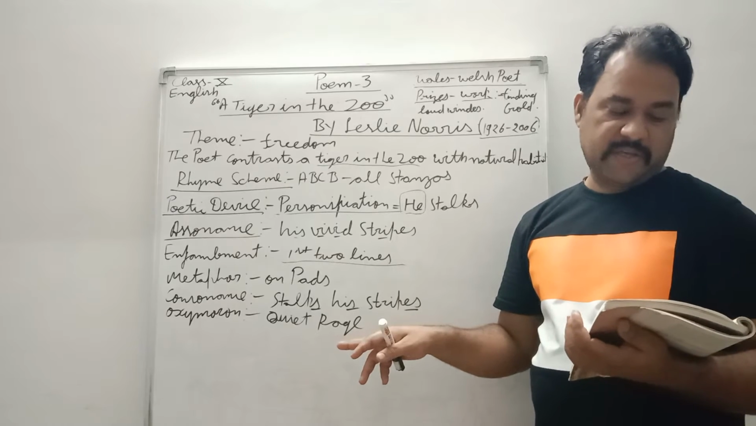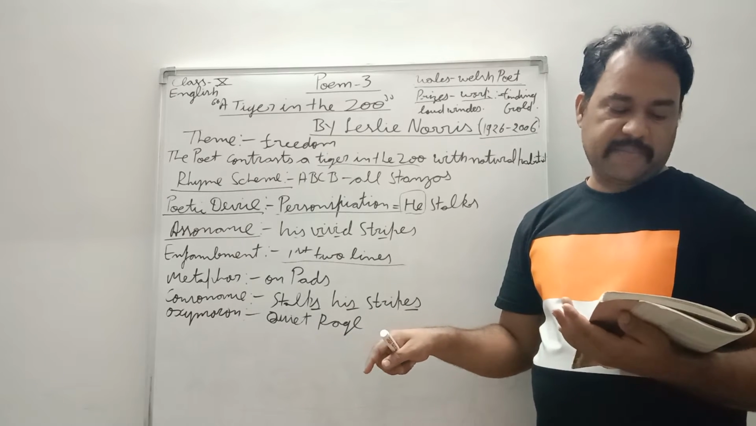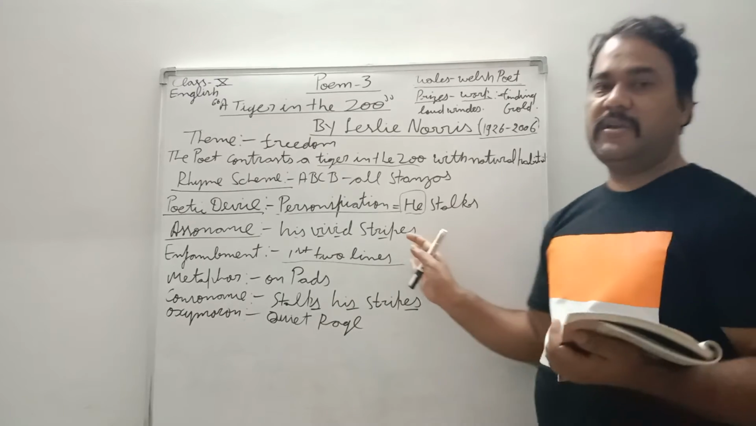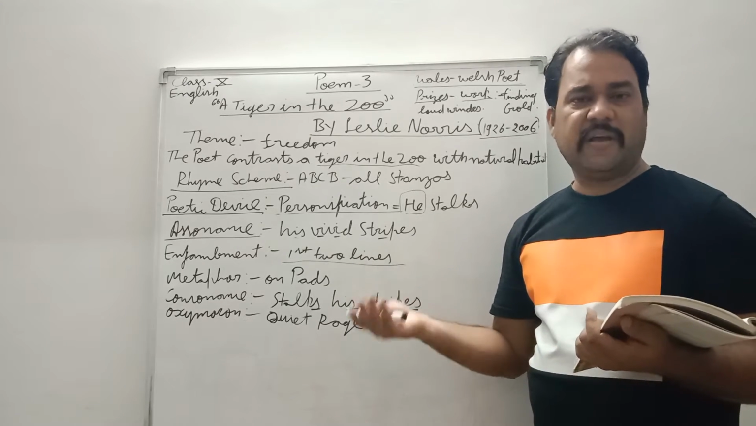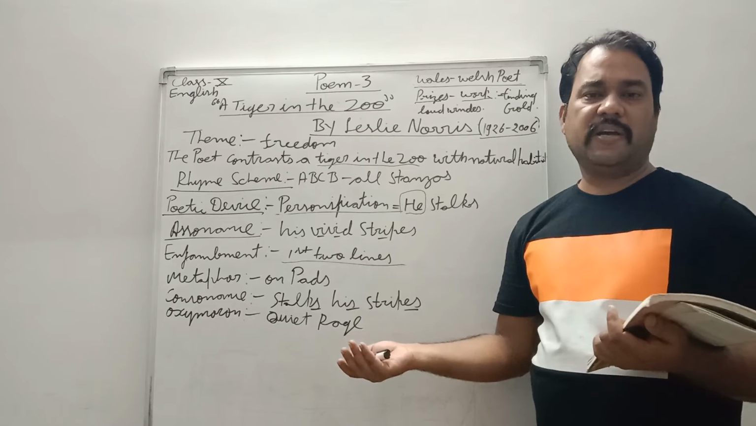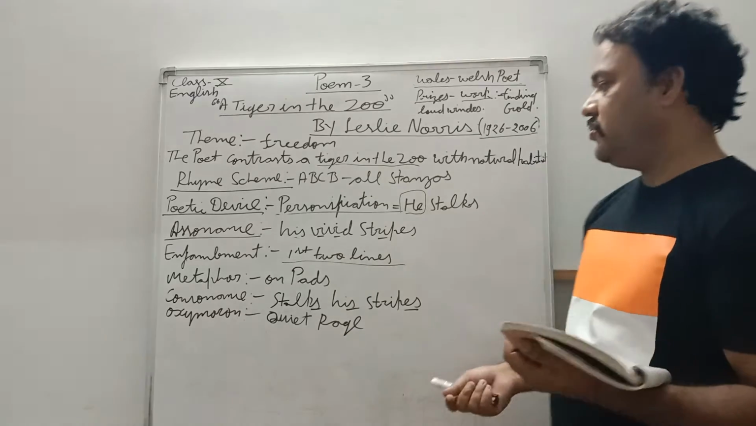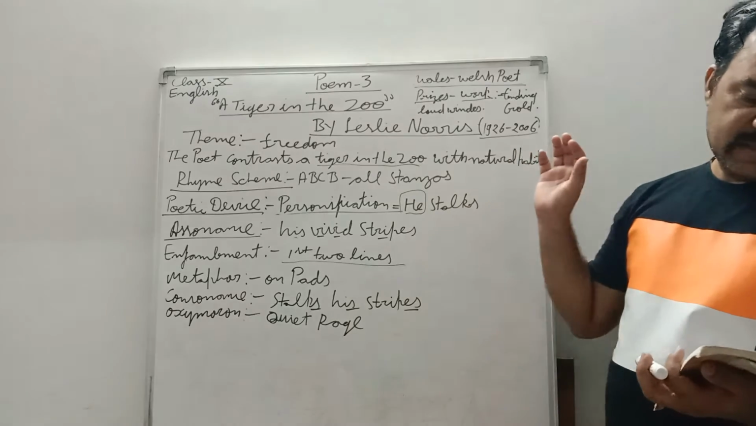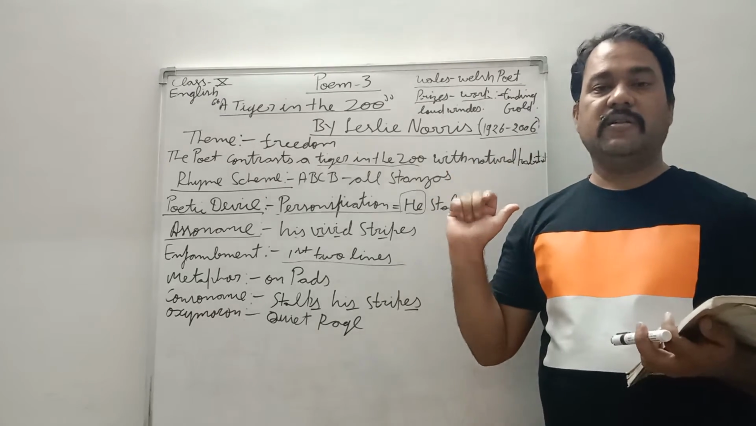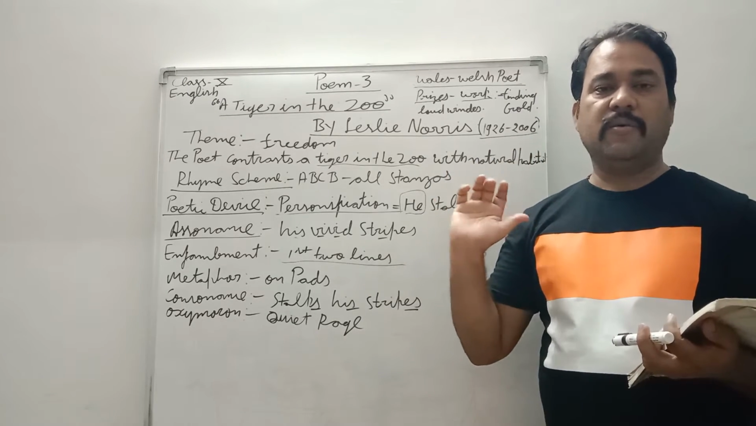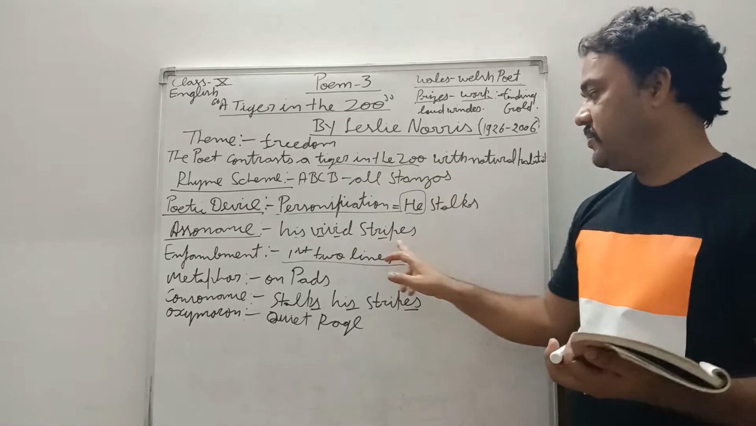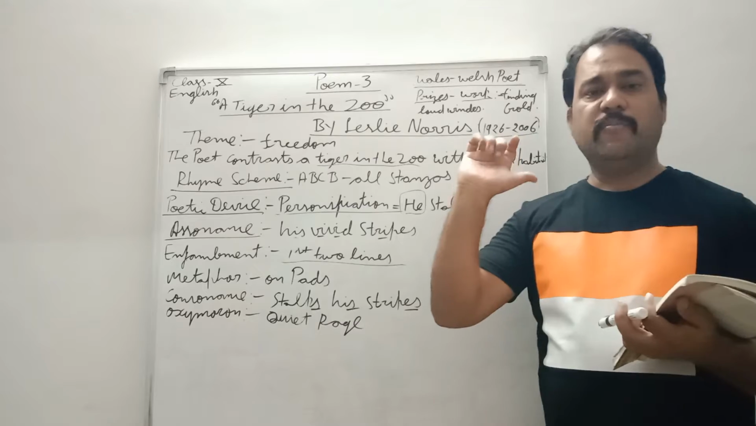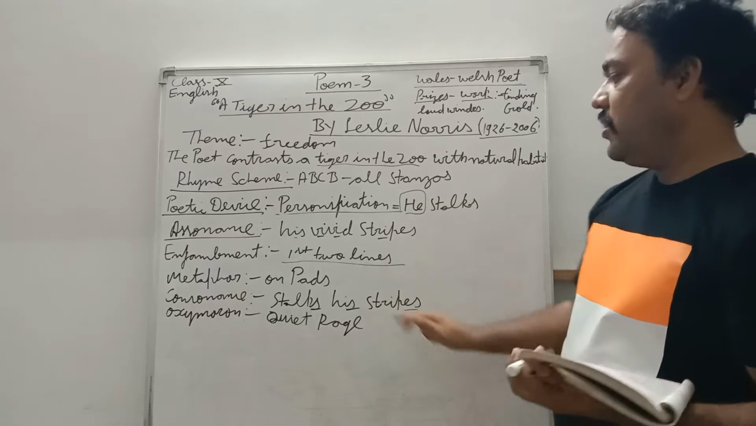Enjambment: the first two lines of the stanza. In the first stanza you would see: he stalks in his vivid stripes the few steps of his cage. Do you know what enjambment is? Enjambment is the continuation of one line into the second or third line without any punctuation. Metaphor: on pads of velvet. Here the poet has compared the pads of the tiger with velvet. Pads here is used for the paws of the tiger.